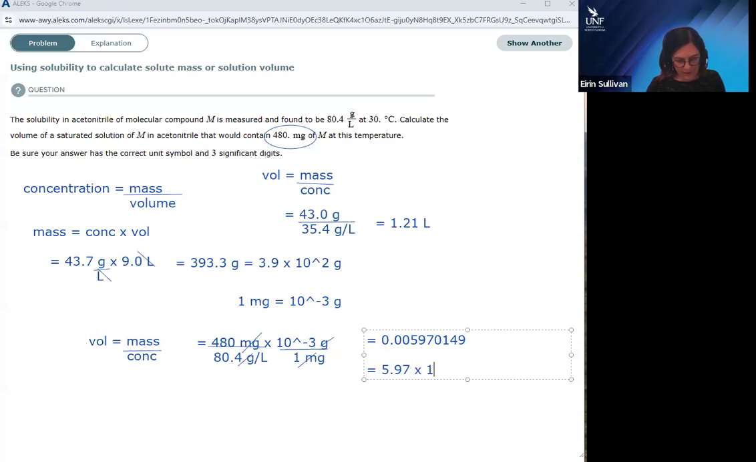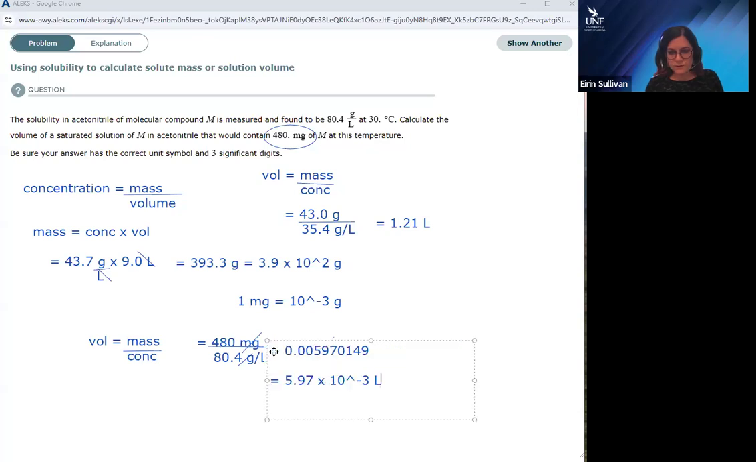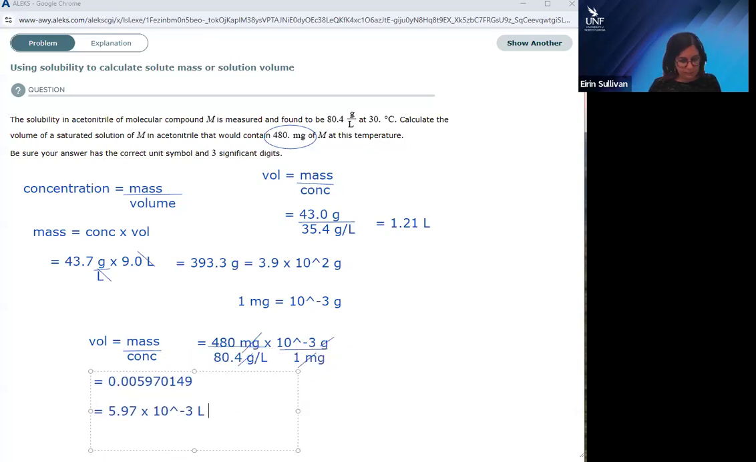So 5.97 times 10 to the power of minus 3 liters. And if you were asked for that in milliliters, you could do that as well. I'm pretty sure this question's asking for it in liters, but if you were asked for milliliters, 1 milliliter is 10 to the minus 3 liters. You could just stick your unit conversion on there, like so, and then you would end up with 5.97 milliliters.